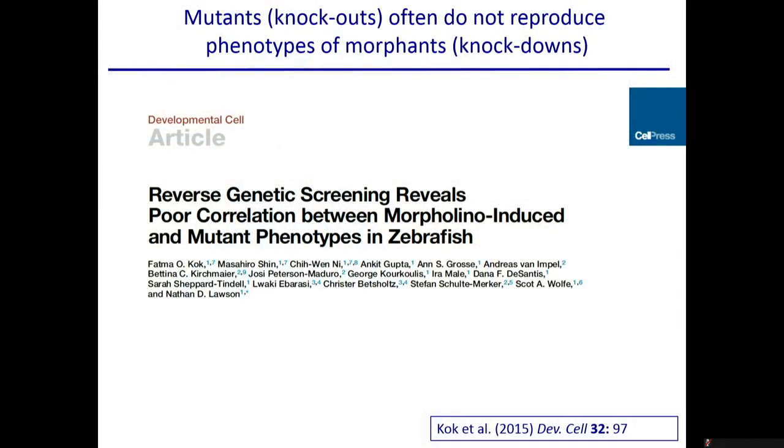This is one particular study from Nathan Lawson's lab where they compared the morpholino-induced knockdown phenotypes in zebrafish embryos for a number of genes with the corresponding knockouts, and they found a very poor correspondence in that many of the knockdown phenotypes could not be reproduced by a knockout. Now, clearly, some of these are likely to be due to off-target effects of the morpholino knockdown that weren't properly controlled for. But this doesn't explain all of the discrepancy that they saw.